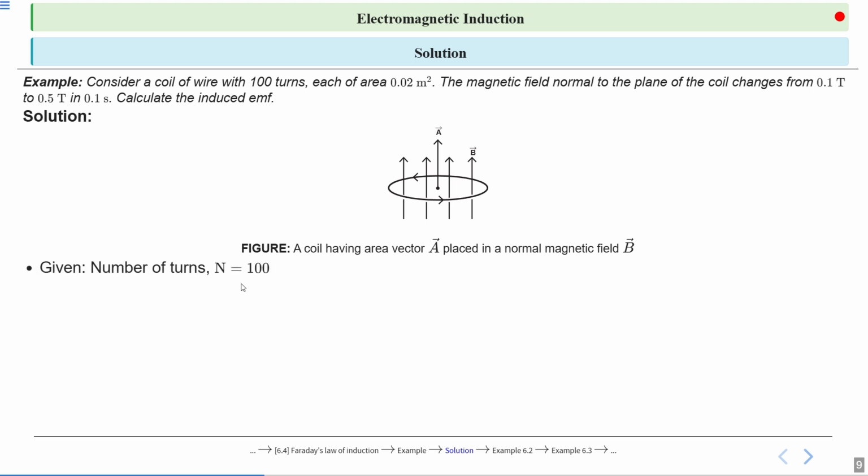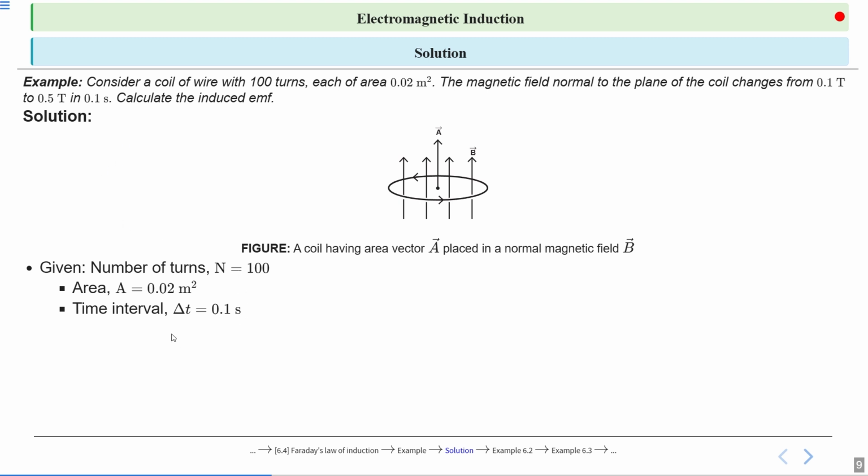Now, what is given? Number of turns N equal to 100. Area A is equal to 0.02 meter square. Time interval delta T is given as 0.1 second. Because the time interval is not so small, delta T is being used. If the time period is very small, then in place of delta T, it will be dt. And also the magnetic field is changing by a large magnitude, 0.1 to 0.5. It is not very small, so we are going to use delta B.